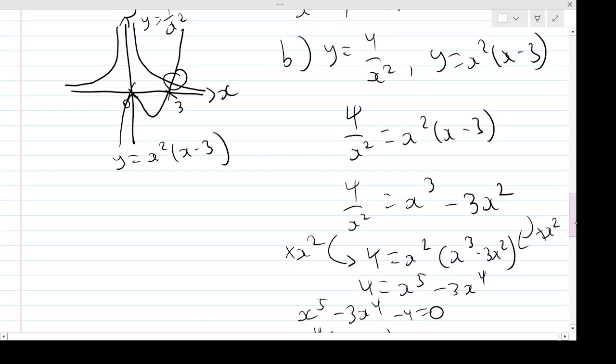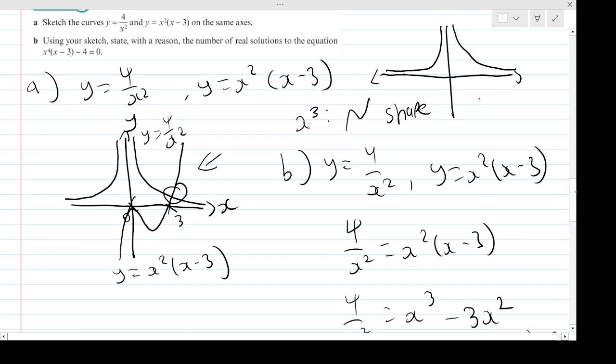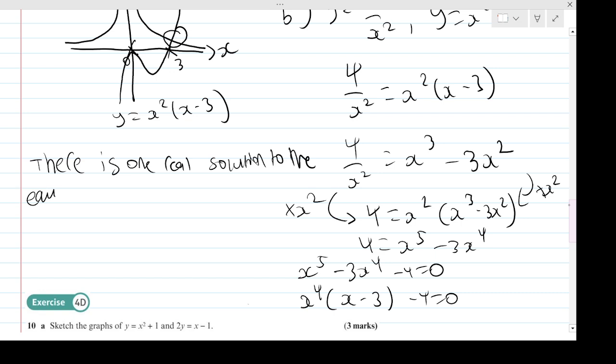So basically what we saw is that this equation that they asked is identical to when these two graphs intersect. When the two graphs equal each other, we can eventually get the same equation. That means there will be one real solution to the equation, as it corresponds to when the graphs equal each other.